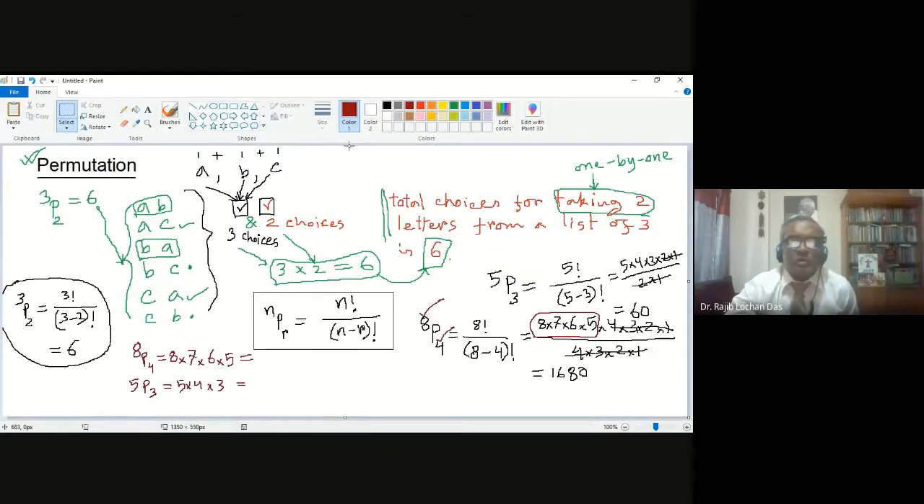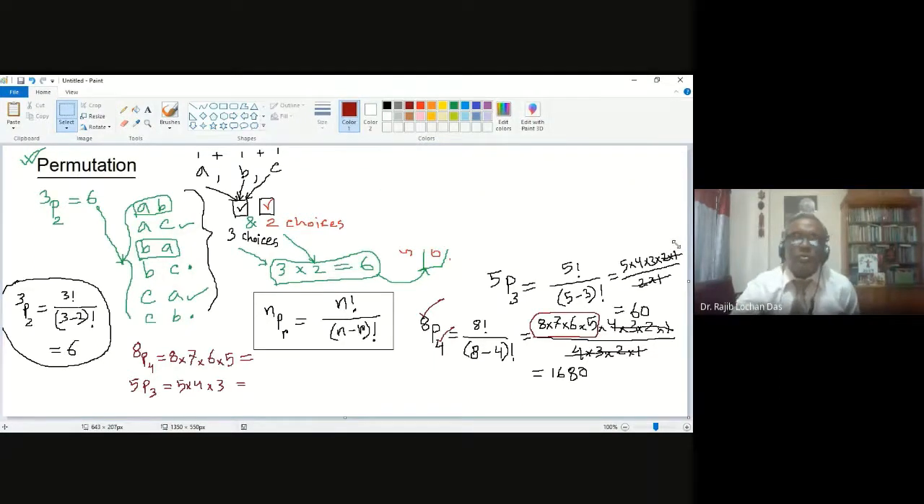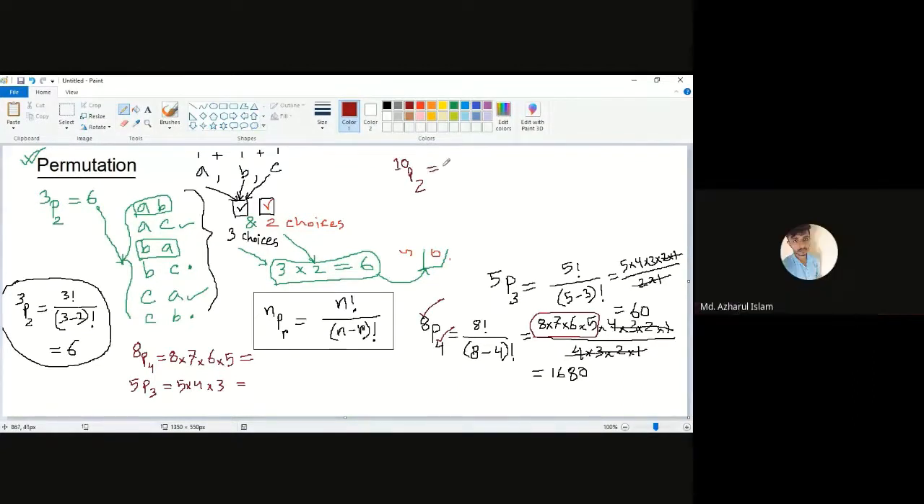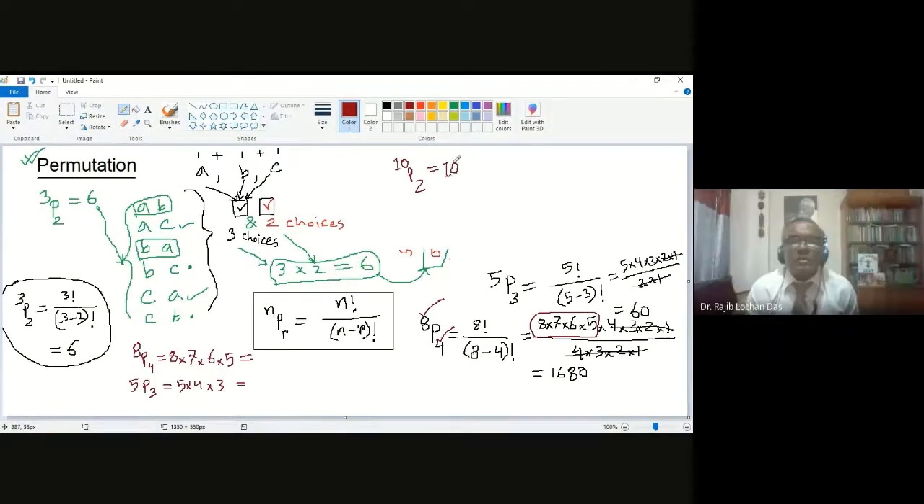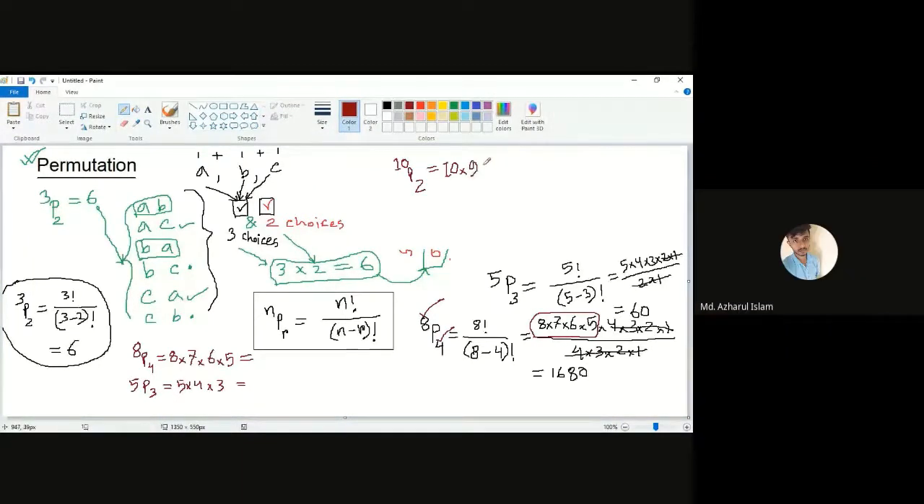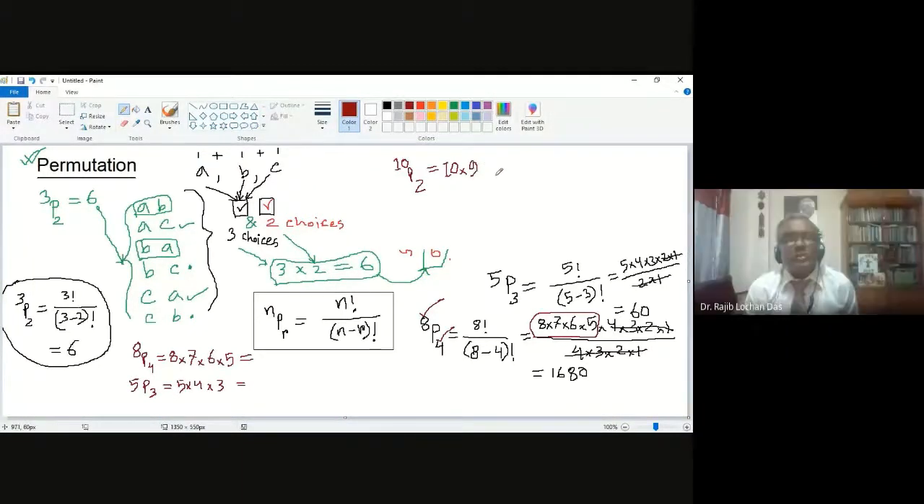In the same way, you can find out other examples. Say one is 10P2. One formula we need to know is 10P2. So what is 10P2? 10P2 will be 10 into 9. Not 11, one less. Why not 8? Because there are only 2 numbers. So 10 into 9, finish.